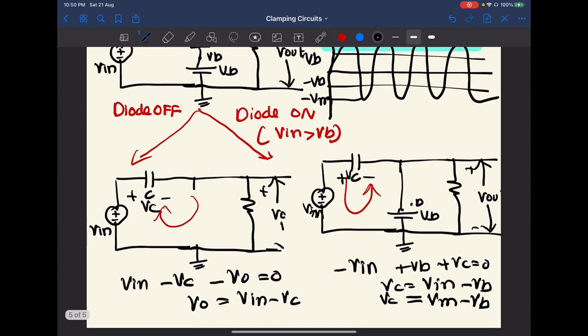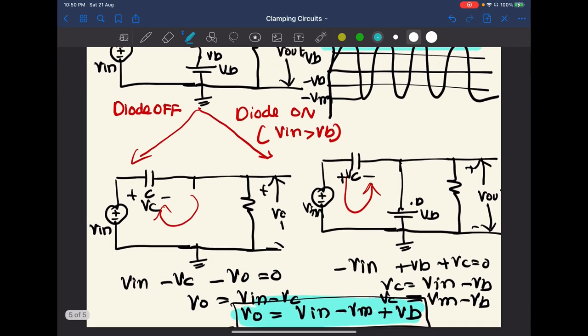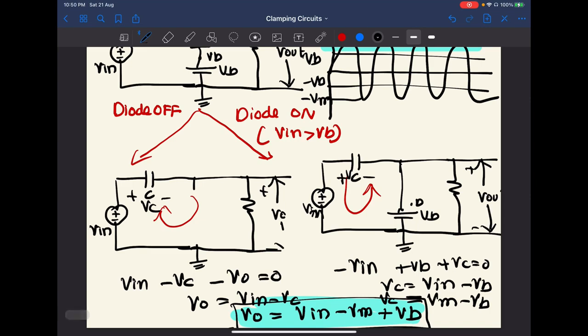We can supply this to this equation. V0 equal V output equal to V in minus Vm plus VB. This is what we are getting. Okay, so please note this equation. We can draw the output waveform using that equation.